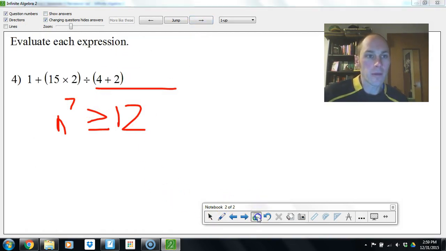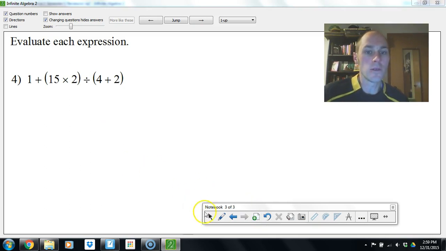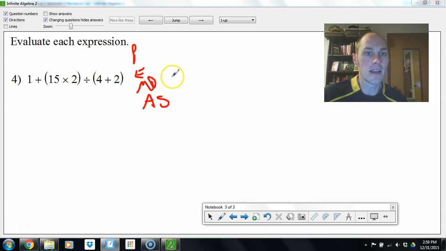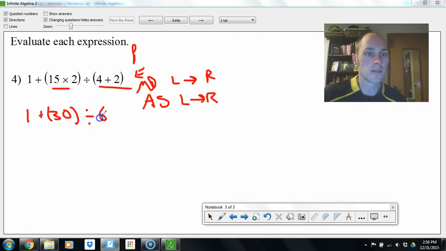Next one we got order of operations. So we're trying to figure out which one to do first. So I've got parentheses. Remember, we always do parentheses first, then exponents, then multiply, divide, left to right, and then add or subtract, left to right. So in this case, we have two sets of parentheses. So we'll take the first one on the left. 15 times 2 is 30. So 1 plus 30. And then we've also got this set of parentheses, so I'll do that one as well. 4 plus 2 is 6.